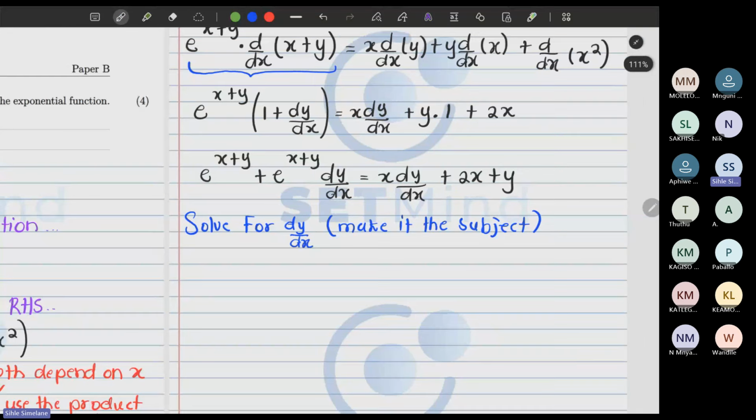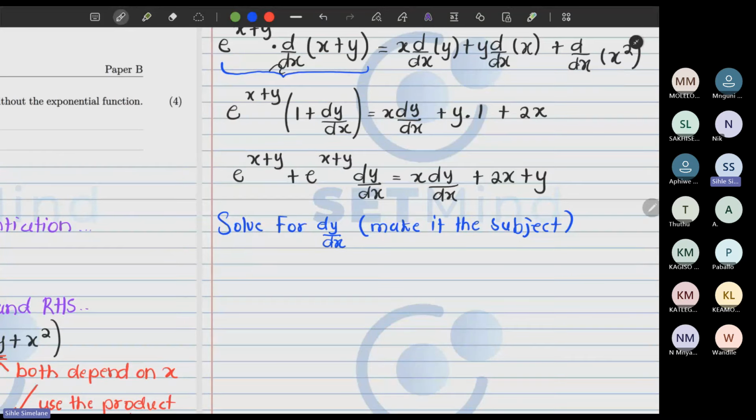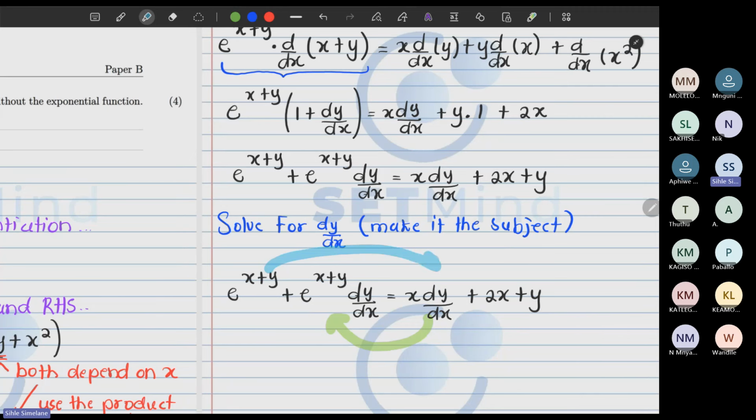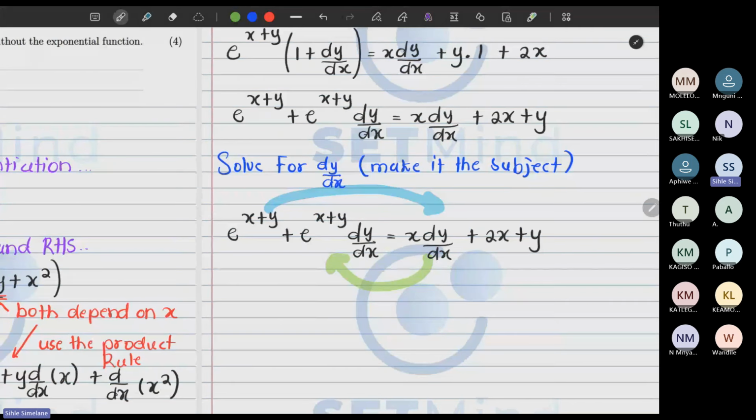So if we go and have a look at that, let me show you how we are going to do that. Let's paste this here. What we are going to do is take this dy/dx to the side and take this part to the other side because it has nothing to do with dy/dx, such that we'll end up having (e^(x+y) − x) dy/dx equal to 2x + y − e^(x+y).